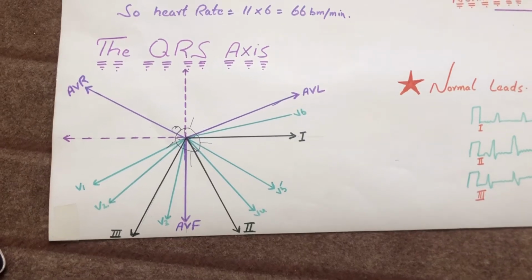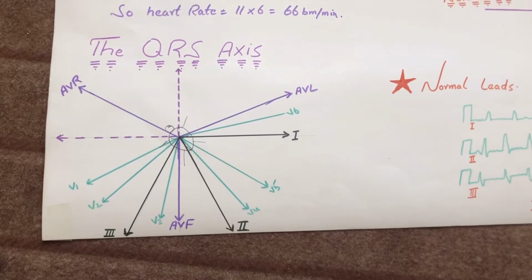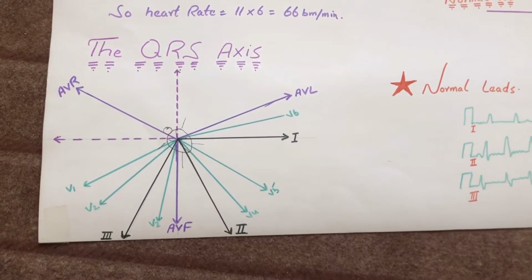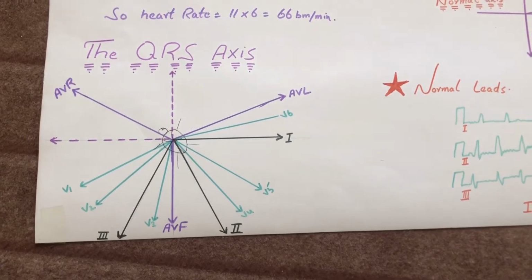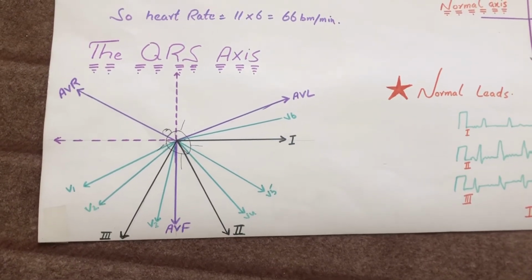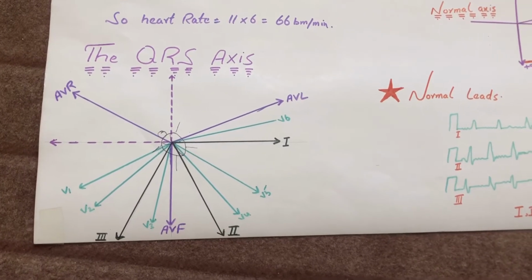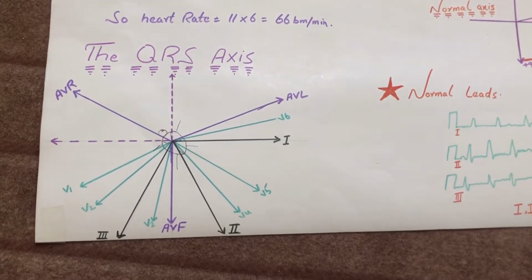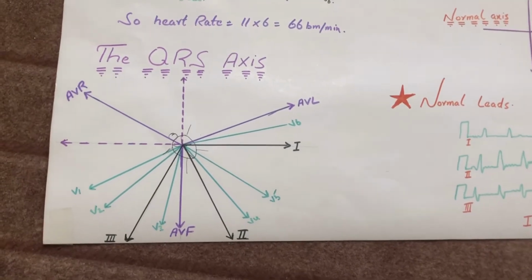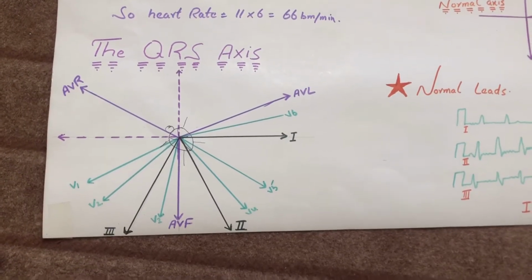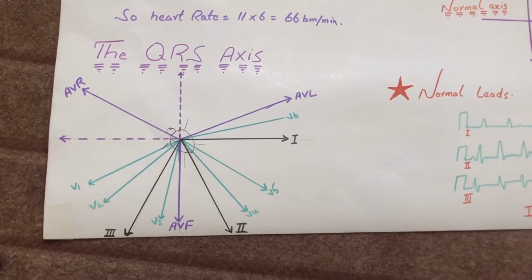Here we are going to study about the normal axis of the heart and abnormal axis of the heart. First, we are going to cover the normal axis and then abnormal axis. Abnormal axis means right axis deviation or left axis deviation or extreme axis deviation. The axis deviation actually gives you a clue about the hypertrophy of the ventricles.